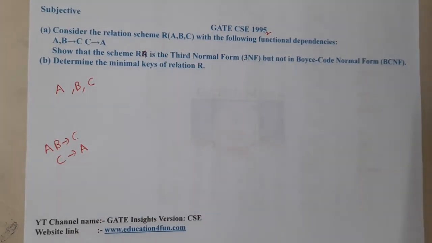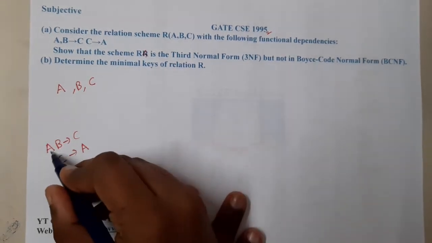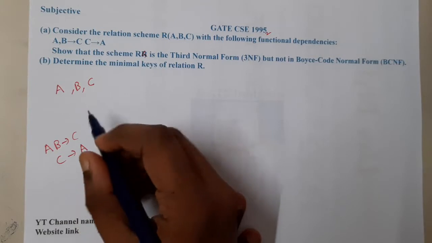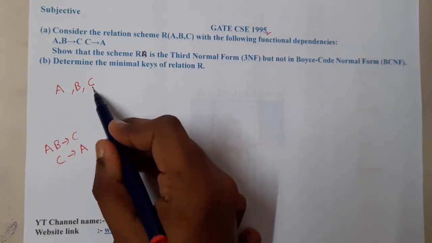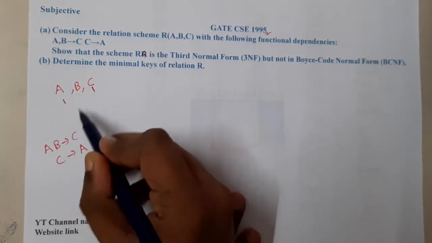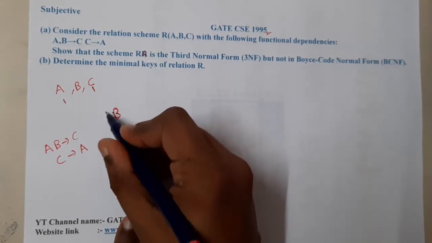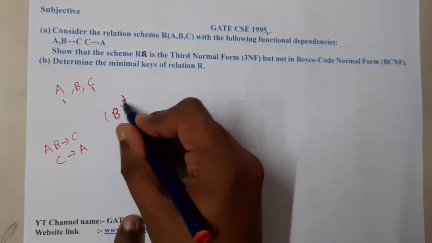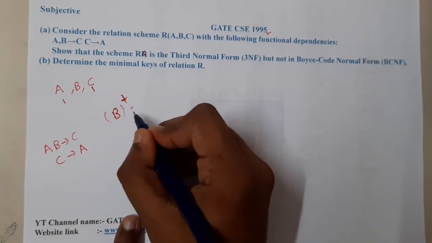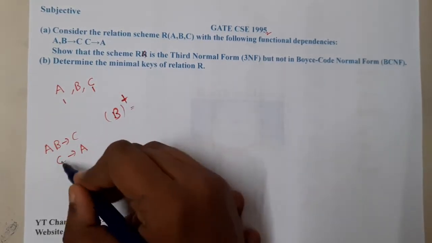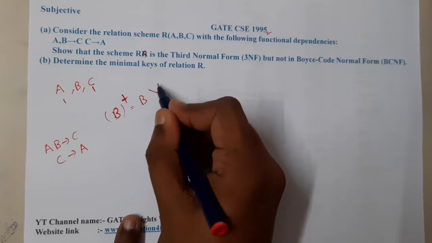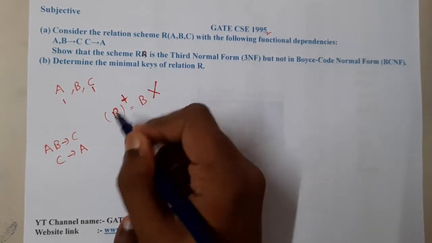Let us check whether it is first of all in 3NF or not, guys. AB implies C and C implies A. So now C is available and A is available on the right hand side. So now B is the only mandatory item. First let us solve B's closure. When we solve B closure, we get only B. Hence B is not our key.